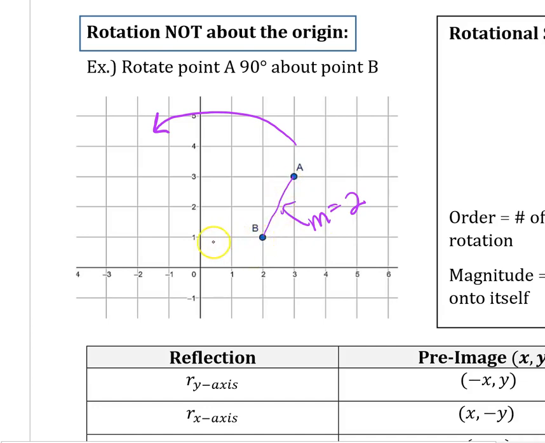So I'm going to go back to up 1, and you can see how this slope would be negative 1/2, therefore that's 90 degrees. And this distance is the same distance here, so that's your A prime. So A prime is 0, 2. There's no rule for that. It's really just knowing your negative reciprocal slopes.